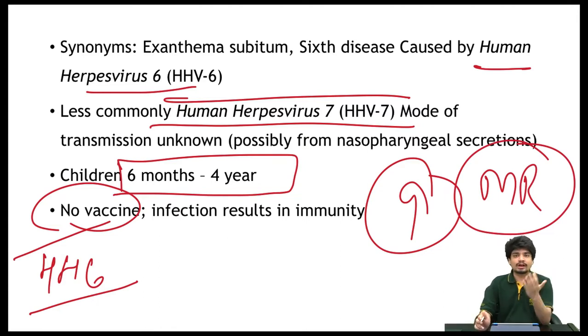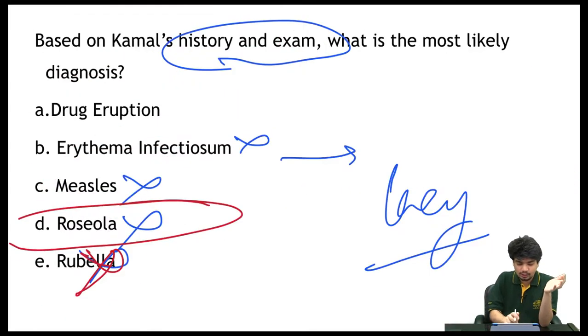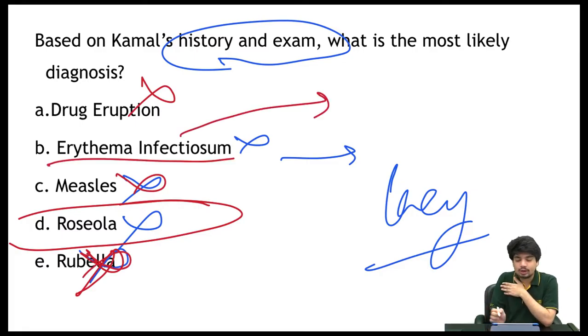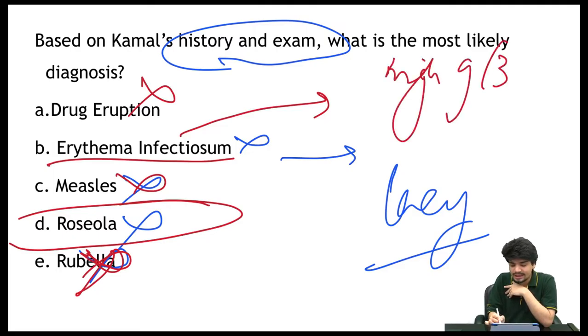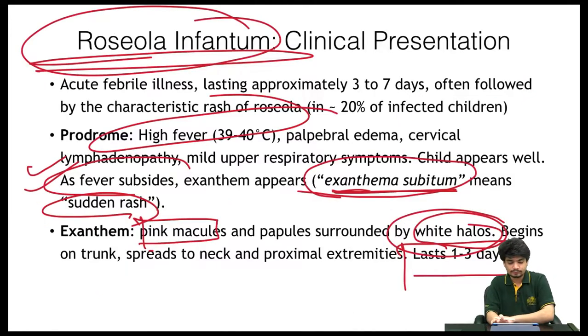So if a child who is like 1 year old comes to you and has not been vaccinated, you can rule out measles and rubella. Erythema infectiosum you can rule out because he won't have the slap cheek appearance. Drug eruption, in this clinical scenario, you can rule out because there is no preceding history of any drug. You can rule out measles and rubella because he has been vaccinated. You can rule out erythema infectiosum because the fever was very high grade, 39 to 40 degrees, and secondly, he did not have that slap cheek appearance that is characteristic of erythema infectiosum caused by parvovirus B19.